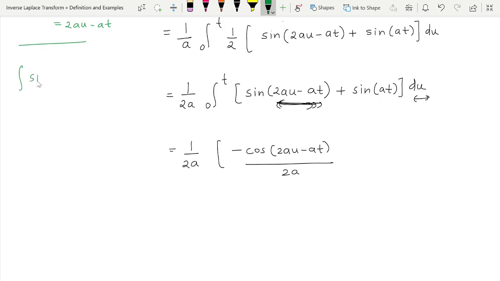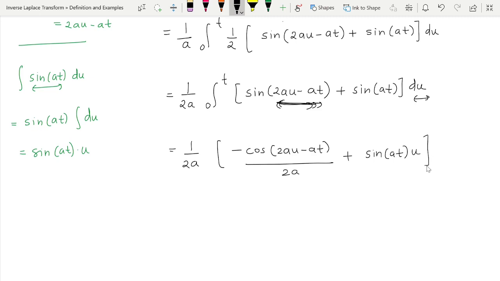So integration of sine at du over here will be, now since this sine at does not contain u, it means it can be treated as constant. So we'll take it outside of the integration sign, and I will have integration du. And what will be integration du? It will be u, right? So this will be the integration of sine at, which I will write here. So plus sine at, and outside it is u, and limits of u will vary from 0 to t.